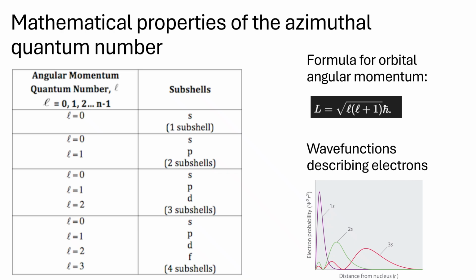As described by its other name, angular momentum quantum number, the azimuthal quantum number governs the orbital angular momentum as described by this formula over here. An angular node is a region where the electron probability is exactly zero because of destructive wave interference.